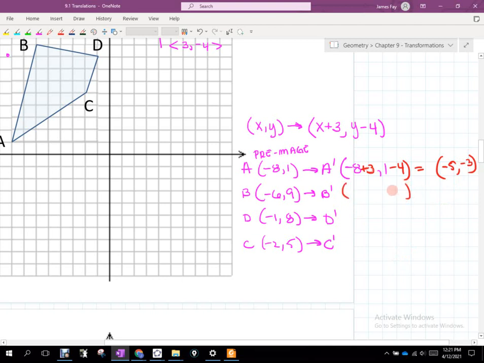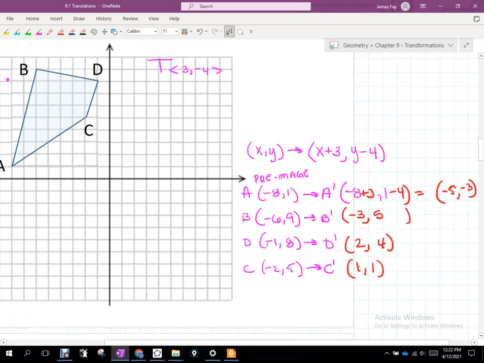I'm going to do the same thing for B to get B prime. Add 3 to this, gives me negative 3. Subtract 4 from that, gives me 5. D prime, add 3 to that, will give you 2. Subtract 4 from that, will give you 4. And then here we got negative 2 plus 3 will give you 1. 5 minus 4 will give you 1.